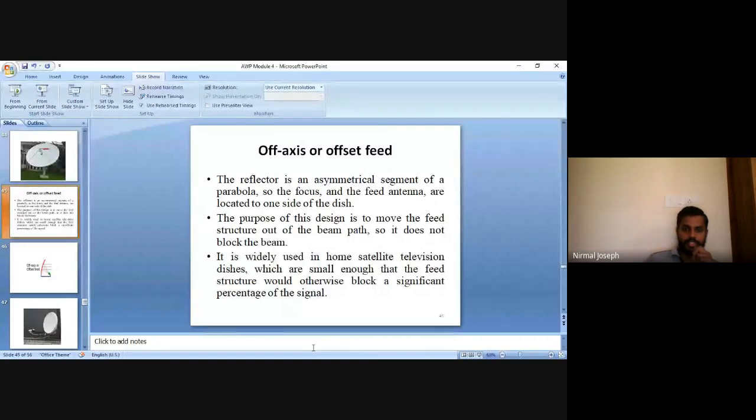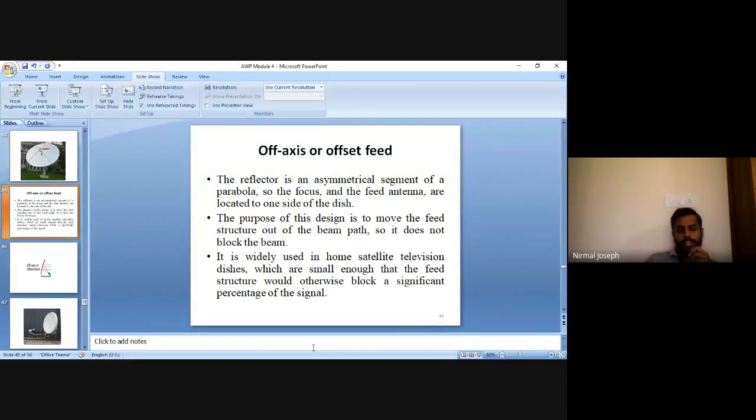Off-axis or offset feed. Okay, the problem with our axial feed was the supporting mechanism and the feed antenna, that they were blocking some of the signals. So in order to overcome that, we are going for an off-axis feed or offset feed. That means the problem with the axial feed was that the antenna was located at the axis. Okay, so it has to be supported from four ends.